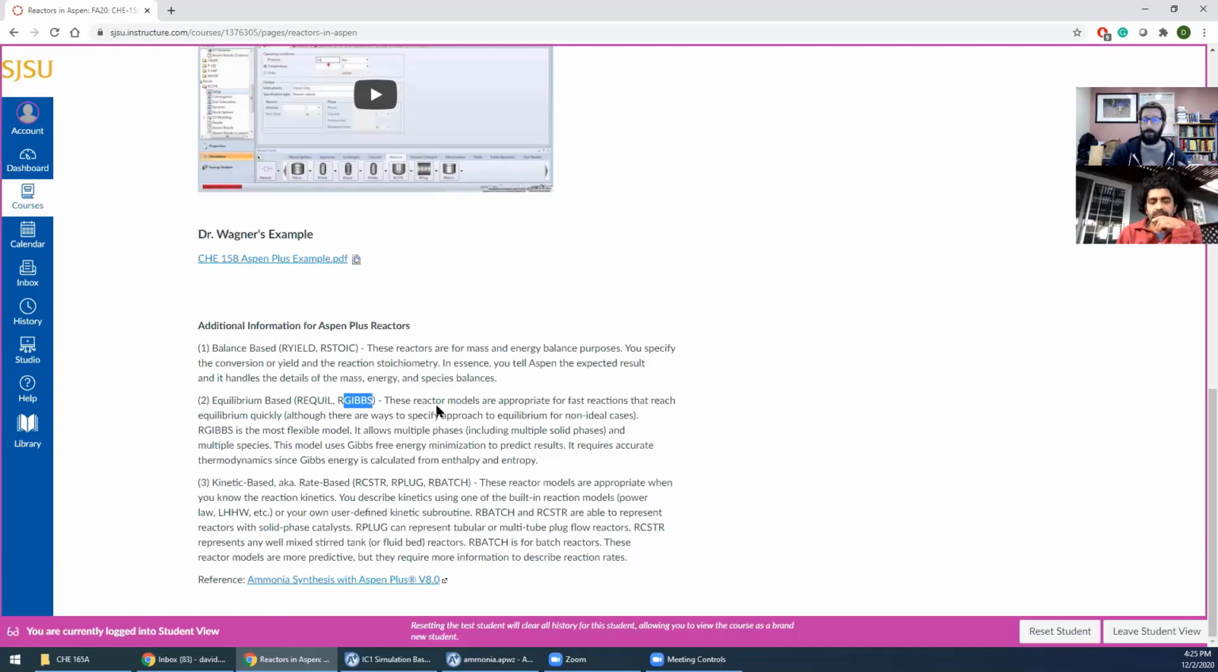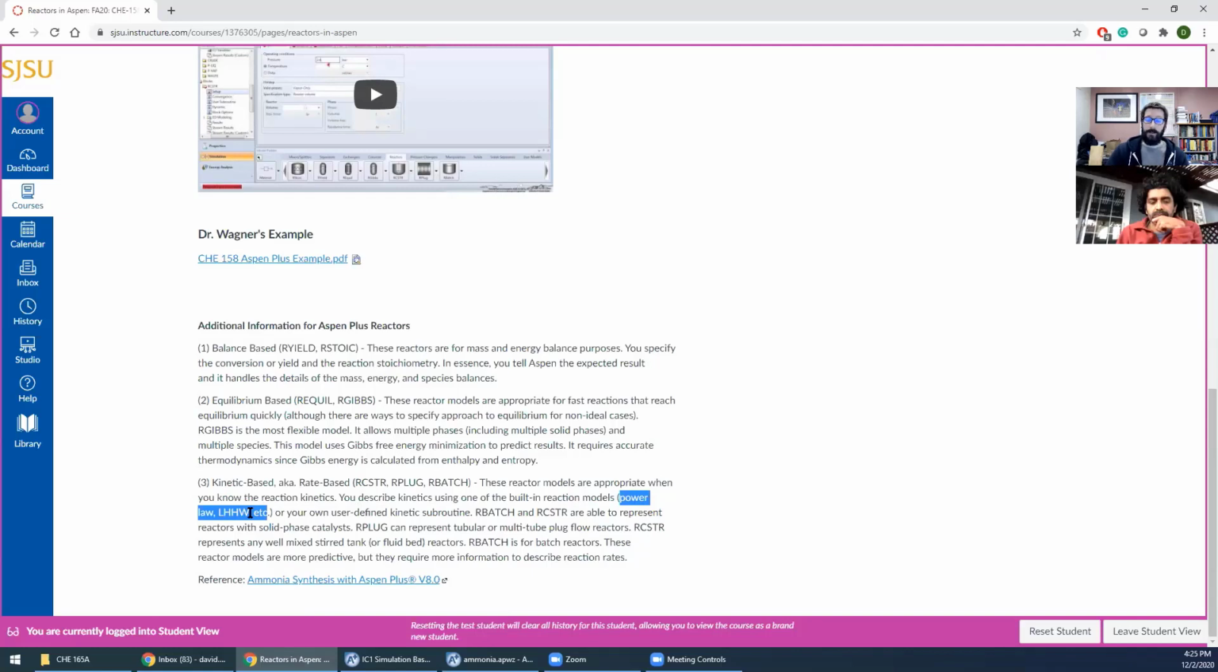So these other ones, CSTR, plug, and batch, are sometimes called rigorous models. Just like your RadFrac column in 160B, these are rigorous models because they actually consider the geometry that you are trying to solve for. So spatial as well as temporal considerations are necessary in these. So they're kinetic-based or rate-based. What you would typically have with the kinetics that you put in are power law or LHHW.